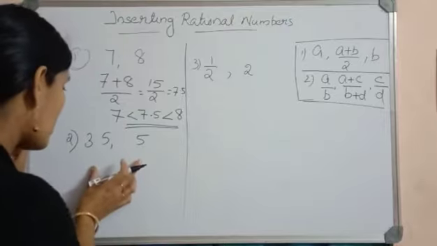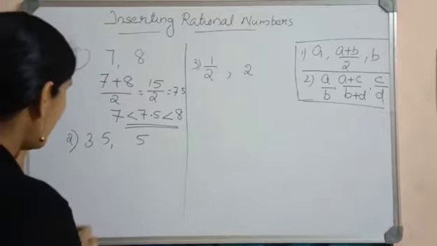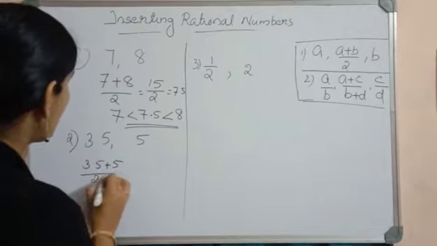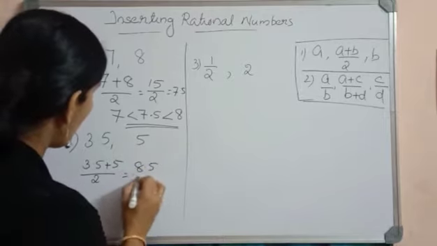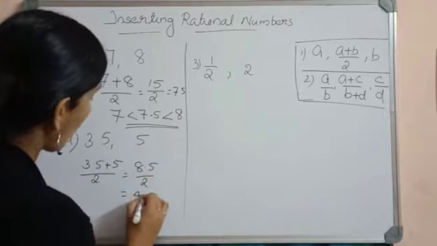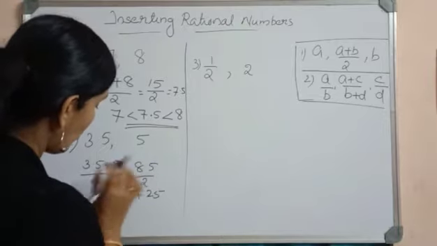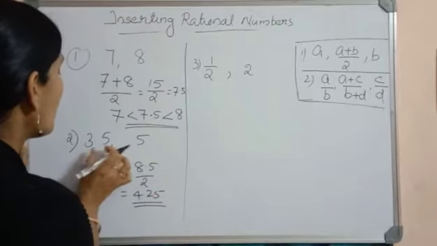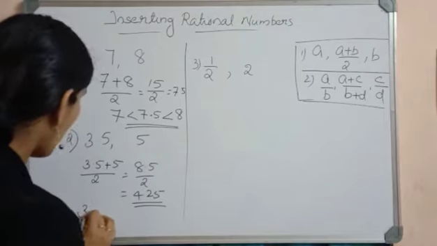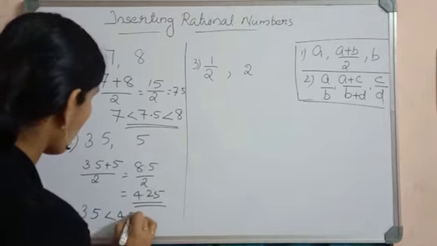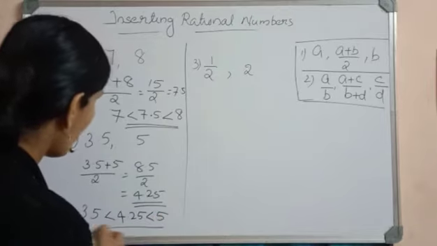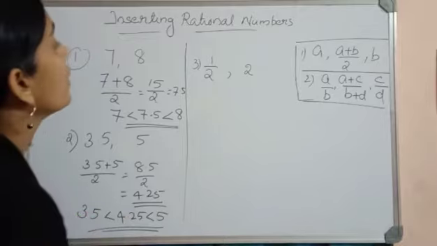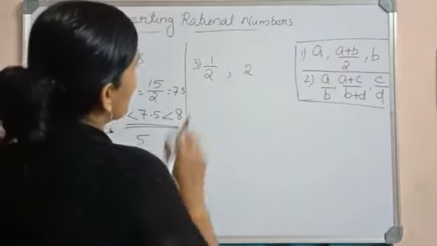Now, if you consider the next question, the same method we can apply even here. This will be (3.5 plus 5) divided by 2, and that is 8.5 divided by 2, which is the same as 4.25. When you divide 8.5 by 2, you will get 4.25, and this 4.25 is lying between 3.5 and 5. So we can write this as 3.5 is less than 4.25 is less than 5. This is the rational number we can write in between the given two numbers. And look at the third one, 1 by 2 and 2.